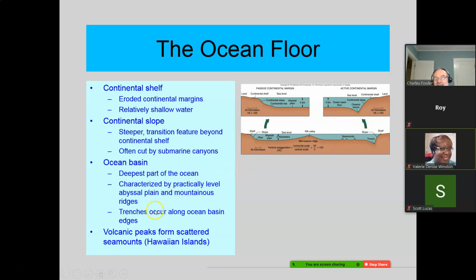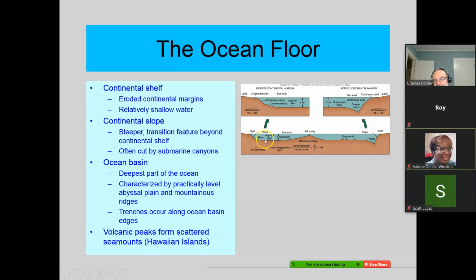Okay. Now here's the part, and I guess this is where it comes true. The trenches occur along the ocean basin edges. Those are the deepest part, those trenches, okay? And they're at the ocean basin edges. And if you say, well, that's still part of the ocean basin, yeah, then this is true. But here are the trenches. This is where the oceanic crust subducts underneath the continental crust.